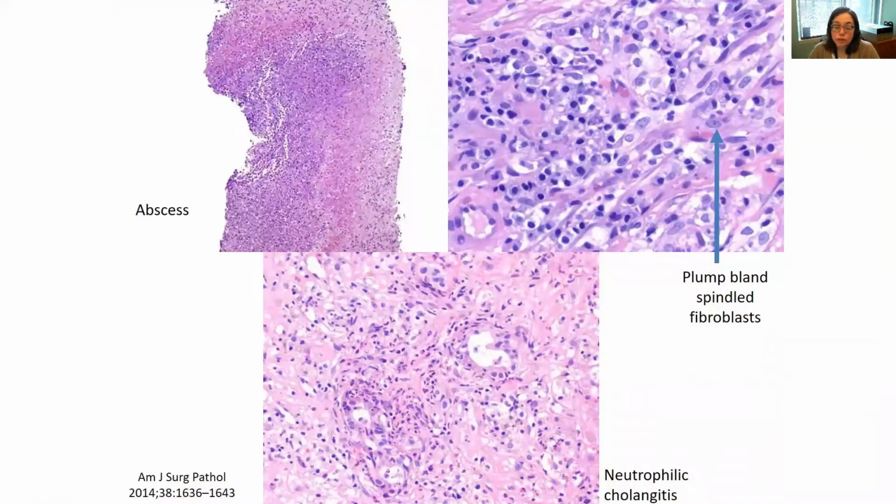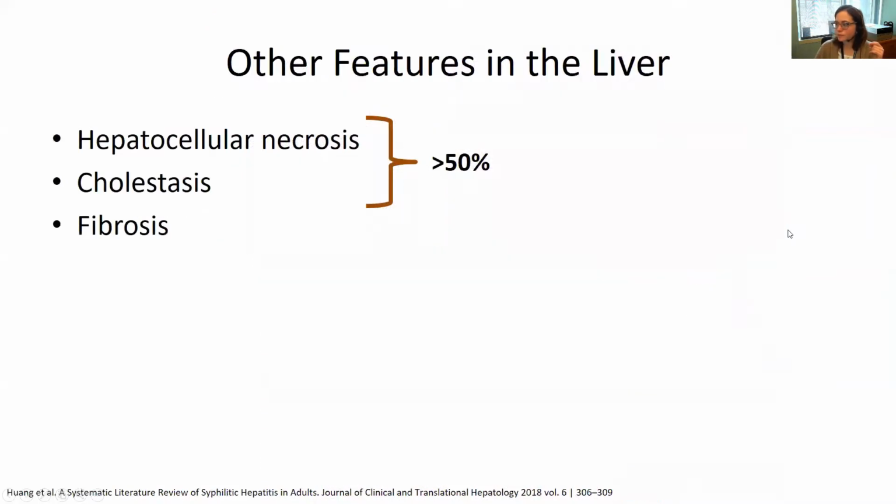And these are images from the paper from our colleagues at Mass General showing the neutrophilic cholangitis pattern that you can see in these patients with mass-forming lesions in the liver as a result of syphilis. Some patients present with these abscess formations, and in other patients, you can see this plump, blunt spindle fibroblast associated with lymphocytes and plasma cells.